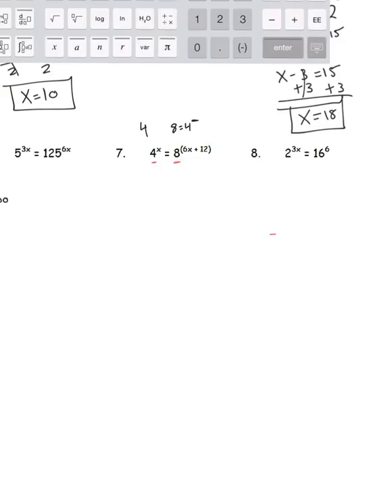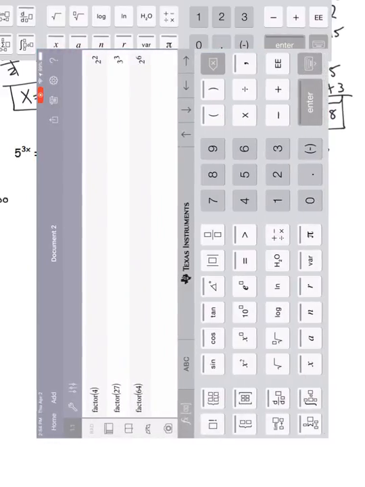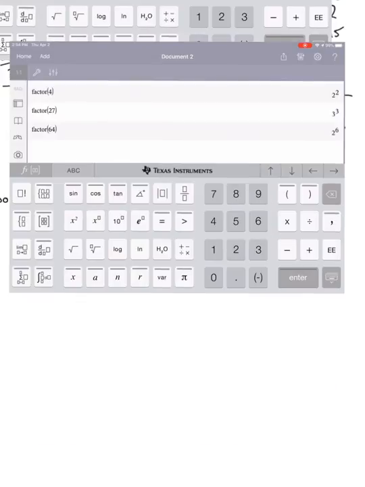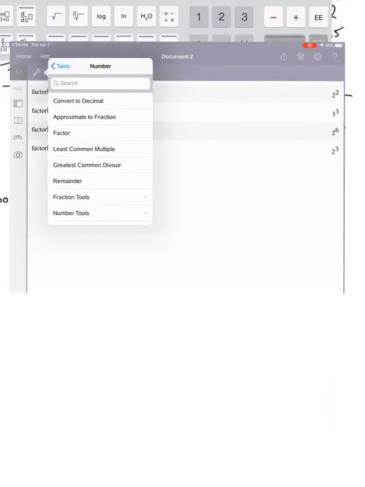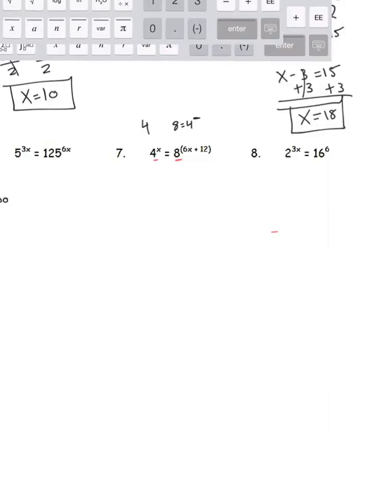So let's look back at our calculator. What I'm going to do here is use the calculator to find out how to make those common bases. So I'm going to go to my Inspire app again. And I want to find the factors of 4 and the factors of 8 to give me that common base. So I go to factor and I find the factors of 8. That gives me 2 to the third power. Then I'm going to go to factor and factor 4, which gives me 2 to the second power.